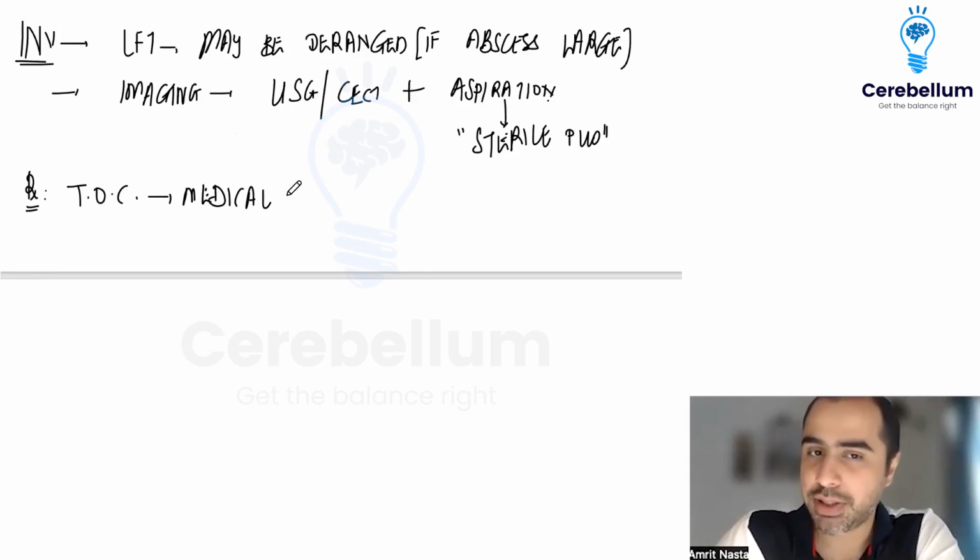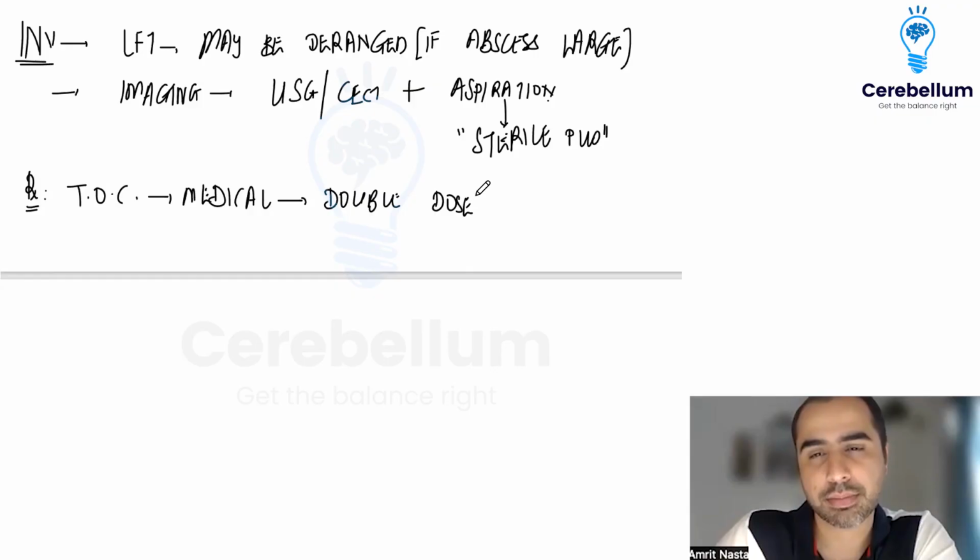So treatment of choice is medical, and what medicine will you give? You will give double dose metronidazole. Okay, that is the treatment of choice. And for the cysts, you will give diloxanide furoate.